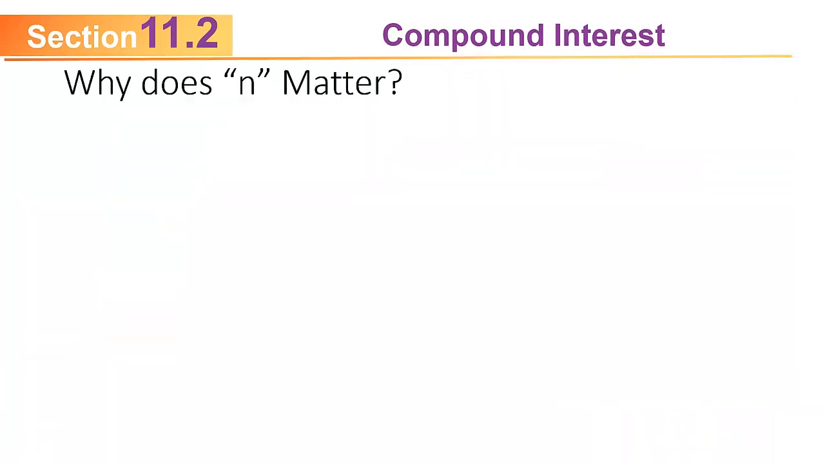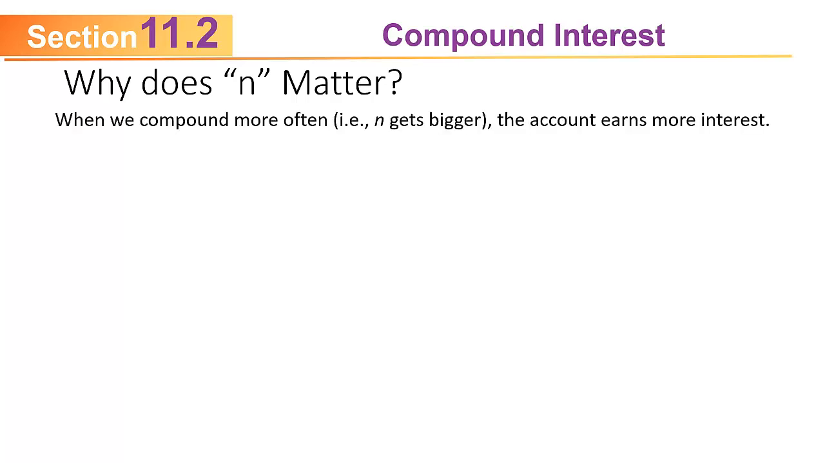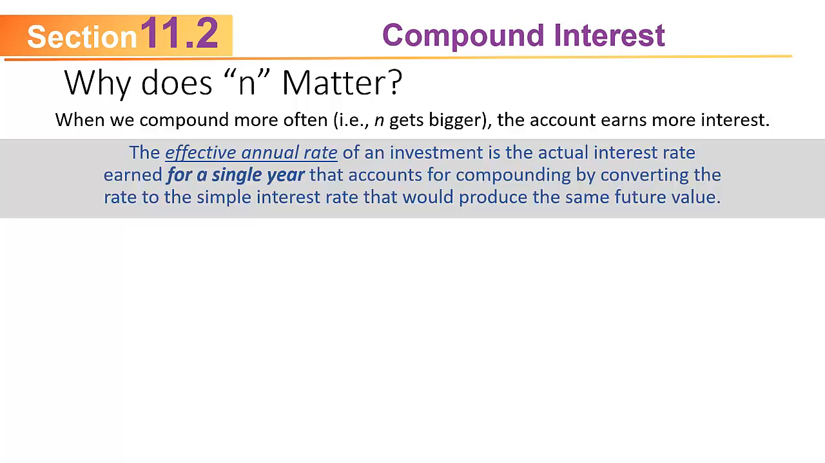Now, I told you earlier that the new variable in this formula for compound interest is n, and the question might arise in your mind is, why does n even matter? And the answer is, when we compound more often, in other words, n gets larger, annually, semi-annually, quarterly, and so on, the account earns more interest. So that's why it matters.